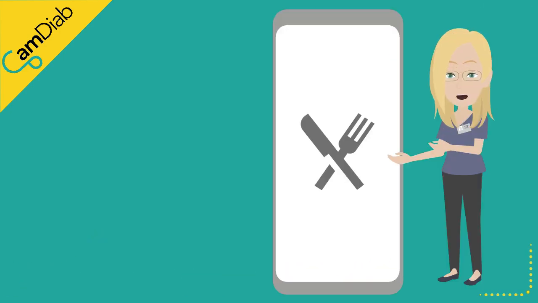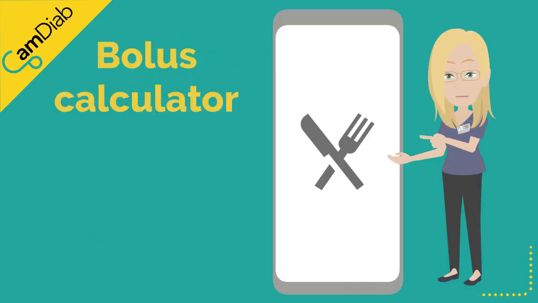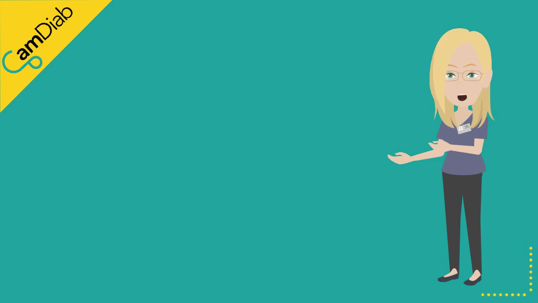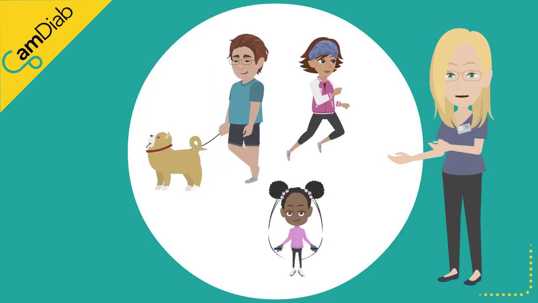The MyLifeCam APS FX app has a bolus calculator that people can use to deliver a dose of insulin for meals and snacks. However, there may be times that you eat or drink something containing carbohydrates but not want to bolus a dose of insulin for them, such as when you are hypo or being active.